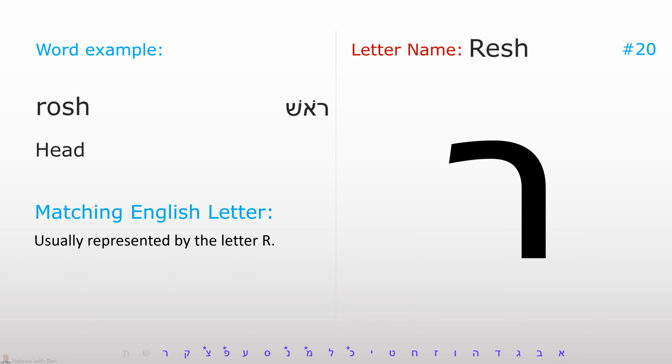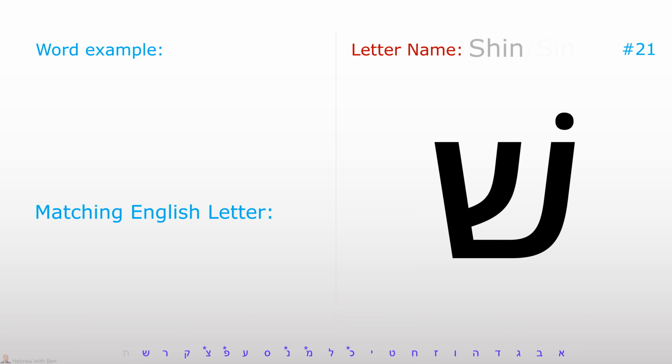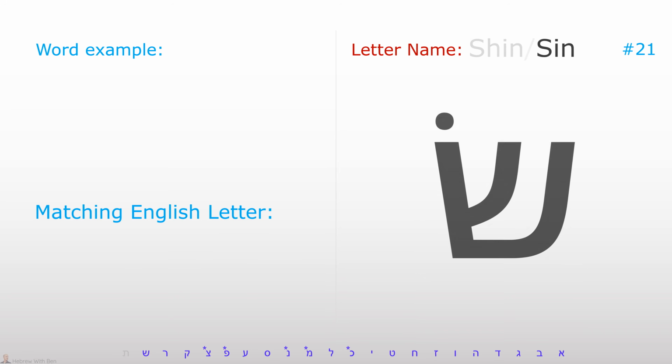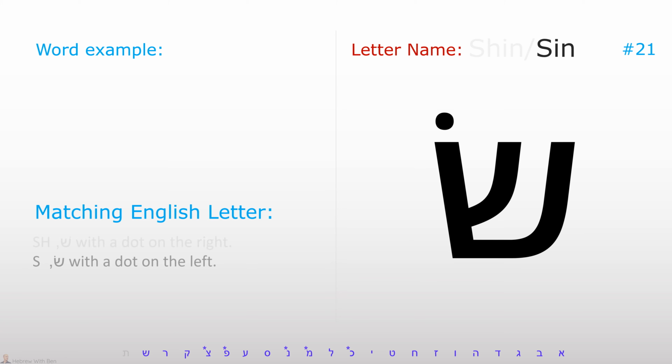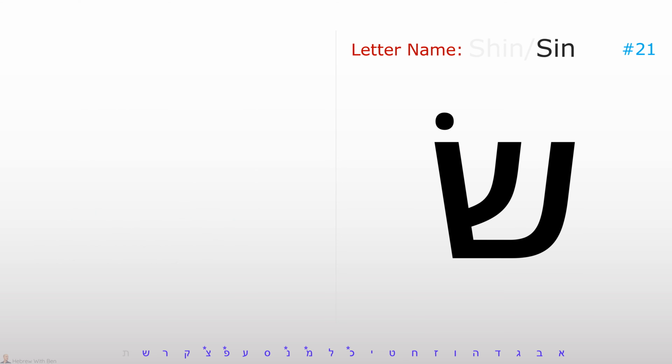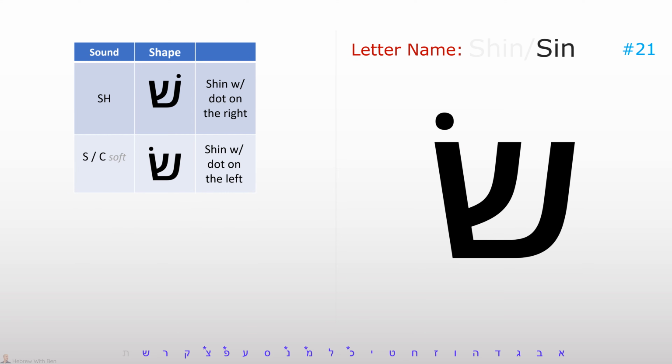The letter before the last is Shin. There are two ways to pronounce the letter. When the dot is on the right, it sounds like sh. For example, Shalom. When the dot is on the left, it sounds like the English letter S. For example, Smicha. When you read Hebrew without nikud, the correct pronunciation is determined by experience. Here is a summary of the letter.